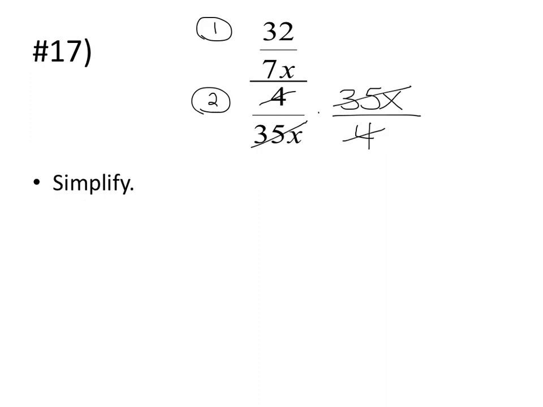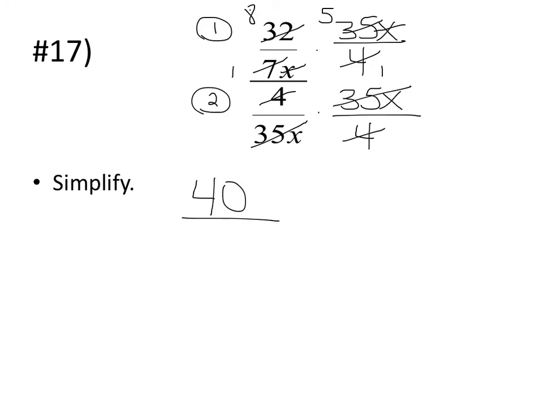So these cancel each other, but remember, anything that you do to the denominator, you have to also do to the numerator. So these x's cancel. 7 and 35 become 1 and 5 because they're both divisible by 7. 7 goes into 7 one time, 7 goes into 35 5 times. And then 4 and 32 are both divisible by 4. 4 goes into 4 one time, 4 goes into 32 8 times. So when you multiply straight across numerators and denominators, you end up with 8 times 5, which is 40, over 1 times 1, which is 1. So your answer is just 40.